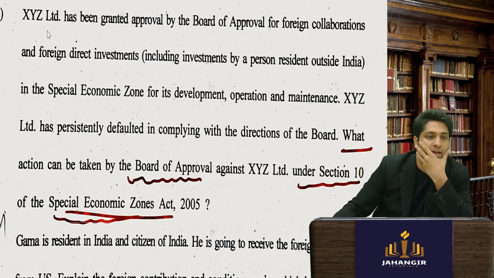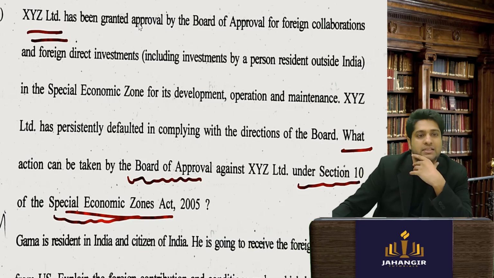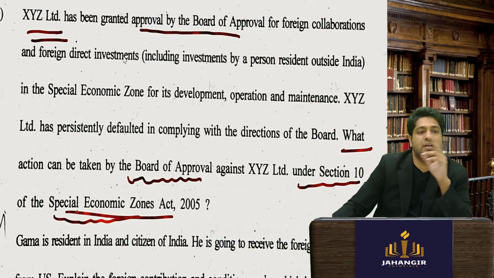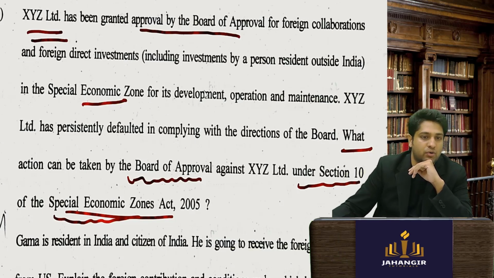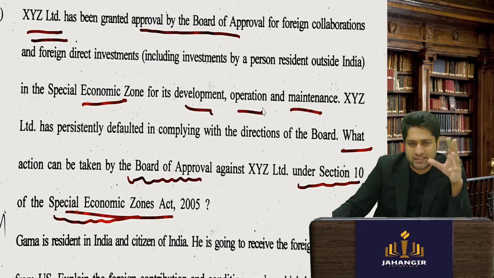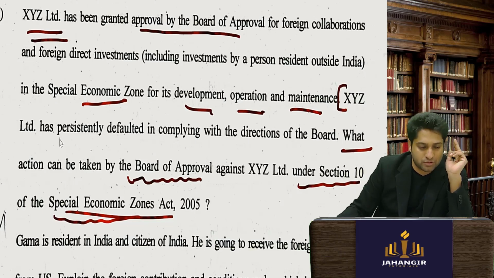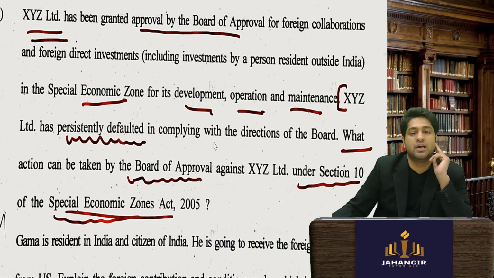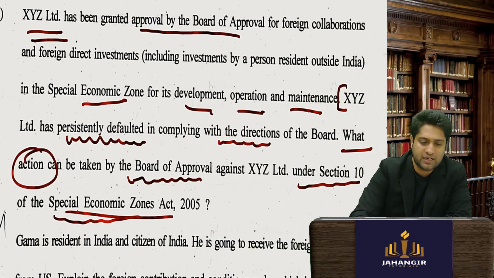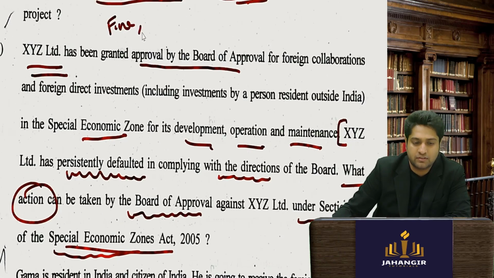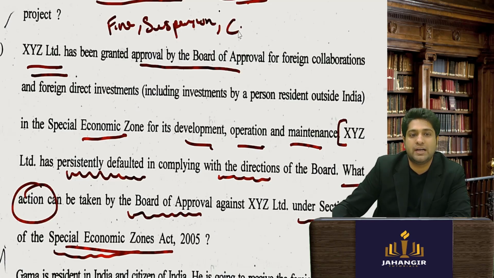So let's read. XYZ Limited has been granted approval by the board of approval for foreign collaboration in getting FDI in SEZ, for development, operation and maintenance of the SEZ area. Okay, fine. Now this is the clear-cut line they've given you. XYZ Limited has persistently defaulted in complying with the directions. So what action can be taken? Now obviously if they are not following, then a fine can be levied. One, there can be a suspension of license, or a cancellation of license can be done.